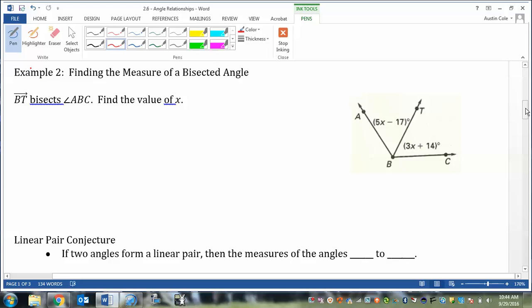So we're given that ray BT bisects angle ABC. So what does that mean? What does that tell us? Angle ABT and angle TBC are equal. And why is that? Because if it bisects, it means that it splits it right down the middle. Exactly right.